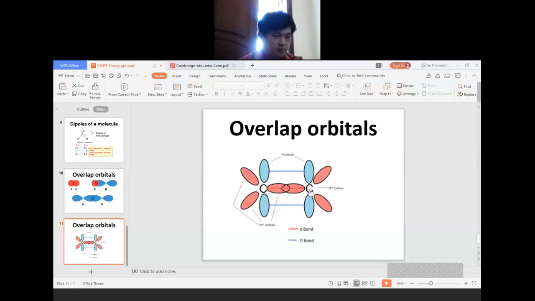For the homework today, I already attached on your Google Classroom that you have to draw dot and cross diagrams of different molecules or different compounds. Okay, until here, is there any question?